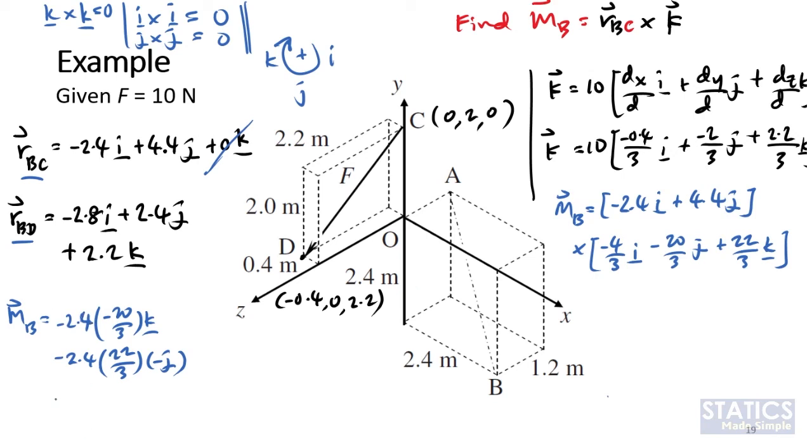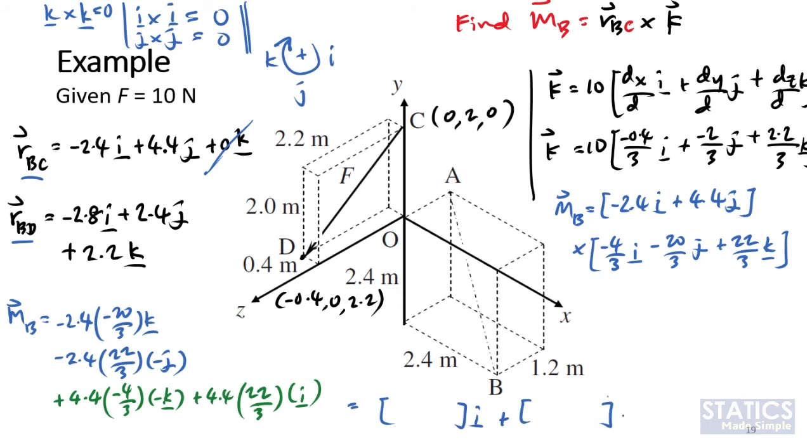Next we have the j term, j times i. j times i will give you negative k. And then we have 4.4 again times 22 over 3. jk will give you positive i, right? So you can solve this. Again, you'll have some term in front of i plus some term in front of j plus some term in front of k.